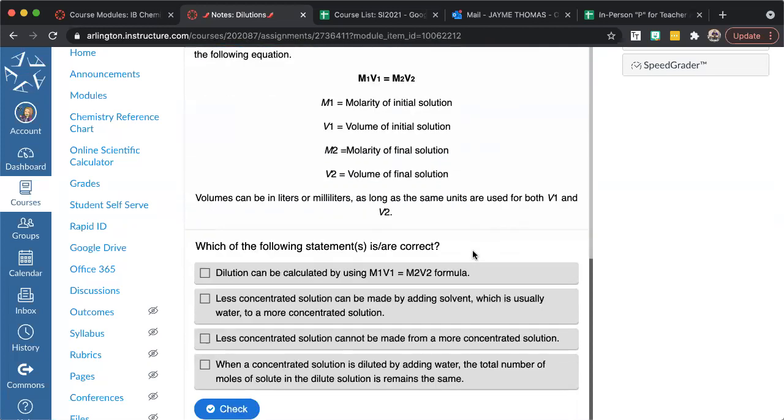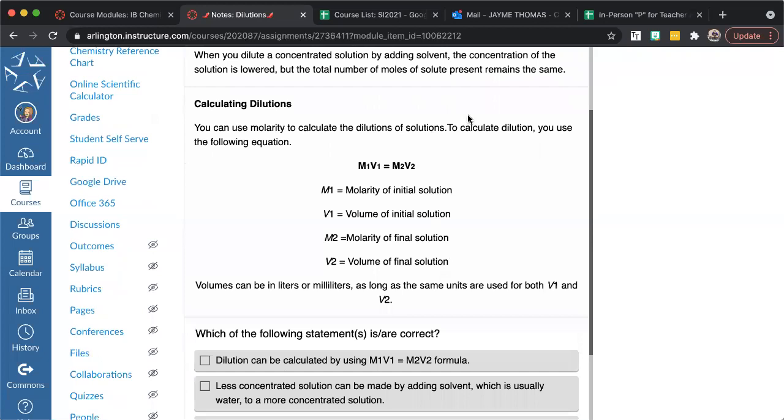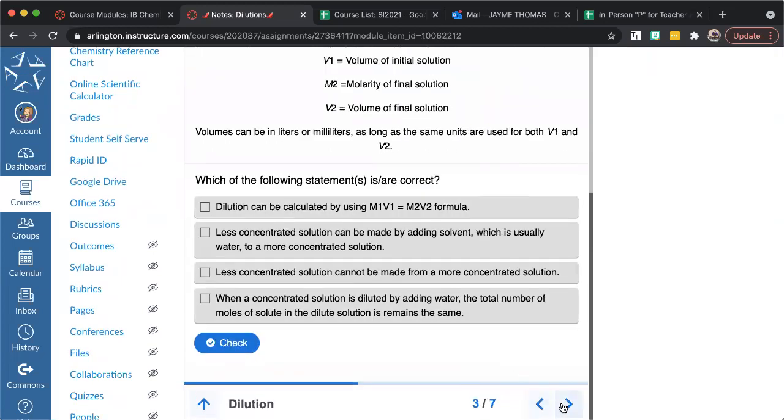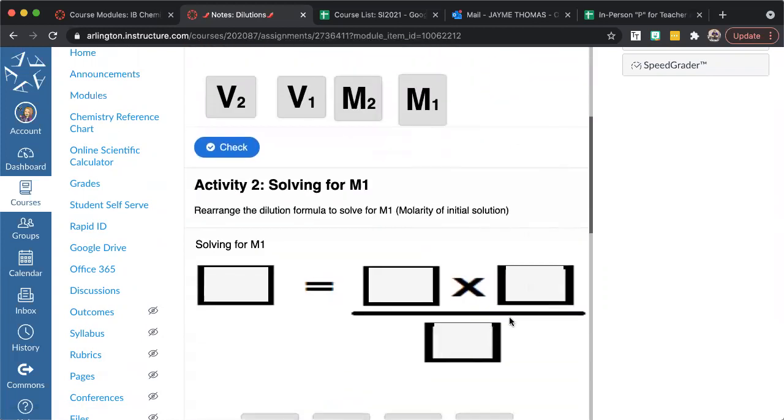Okay. So here, this is just checking to make sure that you understand what we talked about up here with using this equation. It's also from that video on the previous page. Okay, so here is the dilution formula. This is pretty straightforward. I'm not going to drag and drop it because I know you can read on that previous page to set up the equation. What I want to look at is how we rearrange it.